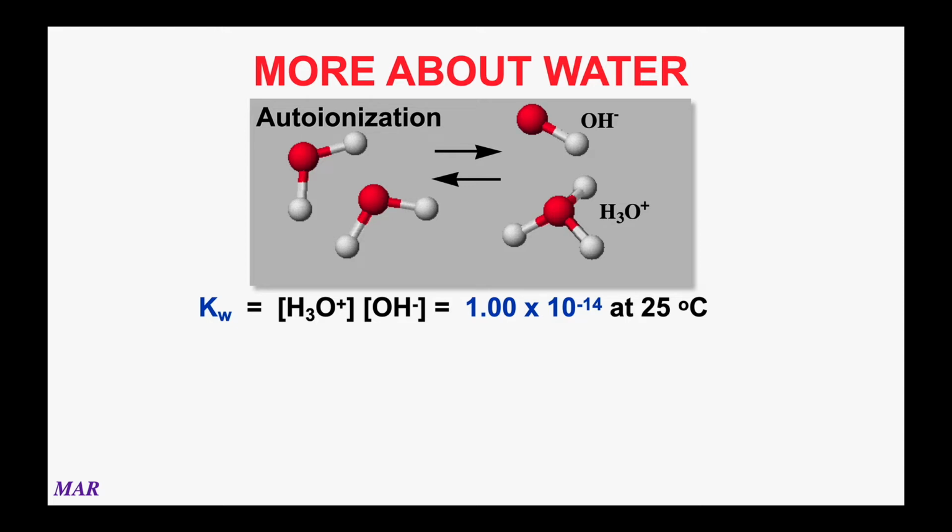So Kw is a type of equilibrium constant expression, and just like all equilibriums, it's products over reactants. We would have the hydronium ion times the hydroxide ion in the top part, but in the bottom part, because water as a liquid is the only species you don't put in K expressions, you would just have divided by 1. So Kw equals hydronium times hydroxide. At 25 degrees Celsius, Kw has been measured to be 1.00 times 10 to the minus 14th.